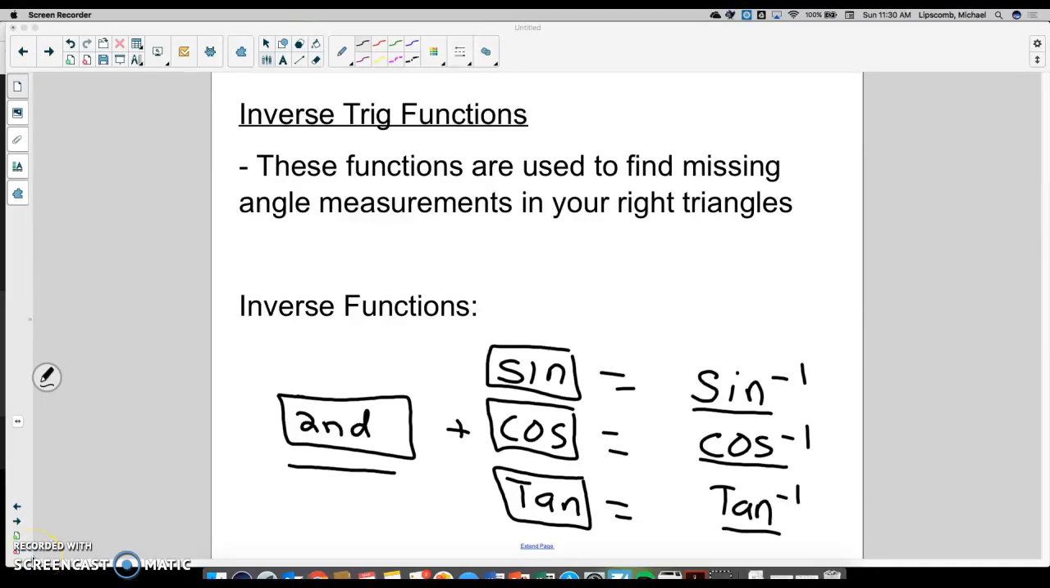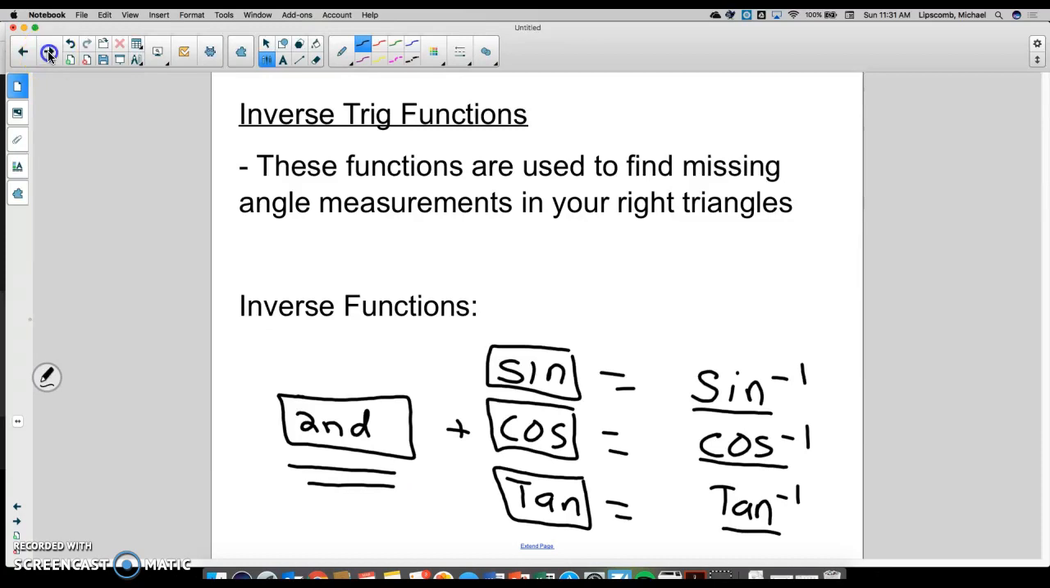Today we're going to be working on the inverse trig functions. These functions are used to find missing angles in your right triangle. So on your calculators, to get to these functions, you're going to hit your second button first, and then your sine, cosine, or tangent button. And whichever one you hit, it'll bring up the inverse of that. So those inverses are what you're going to use on your calculator today to identify these angle measurements.